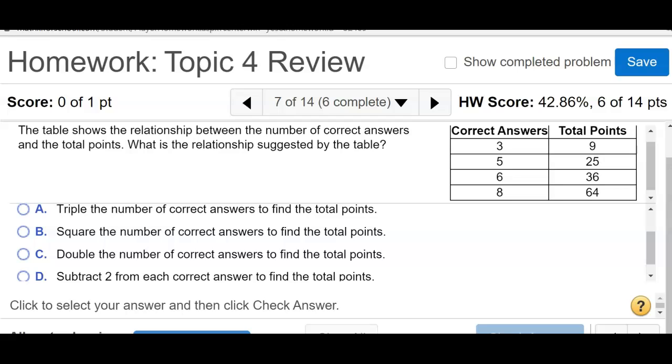Doubling is the same thing as multiplying by 2 and then subtracting 2. That would not work. Okay, are we good? So the answer there is B.